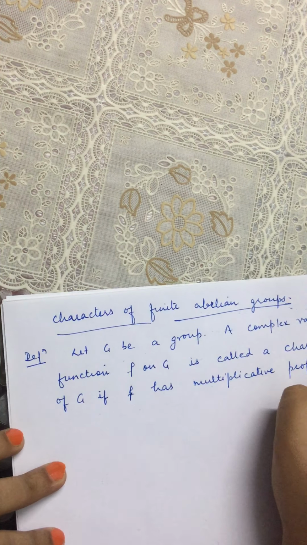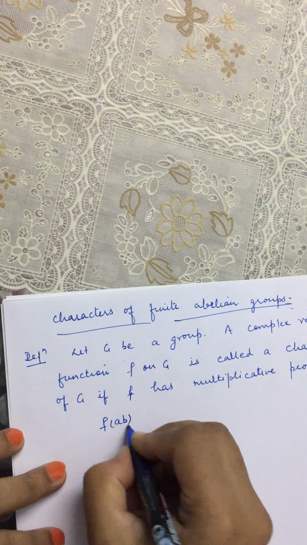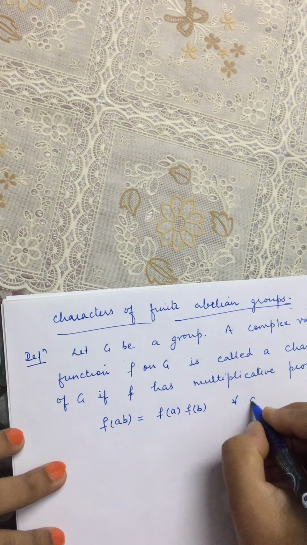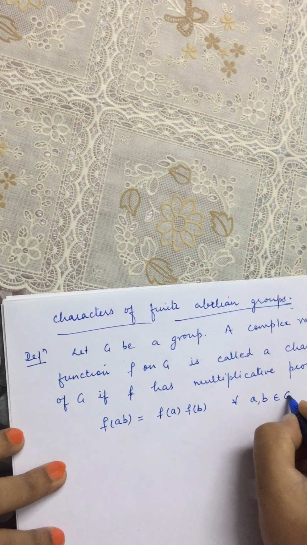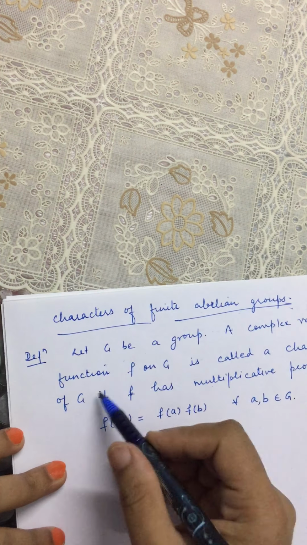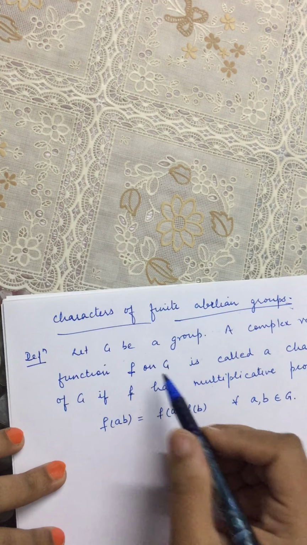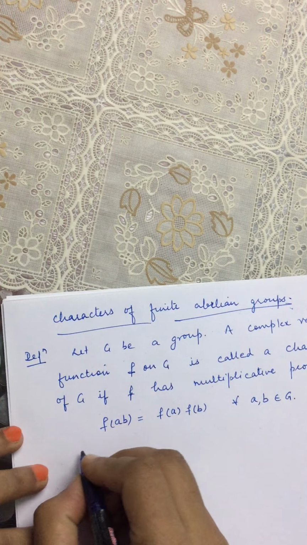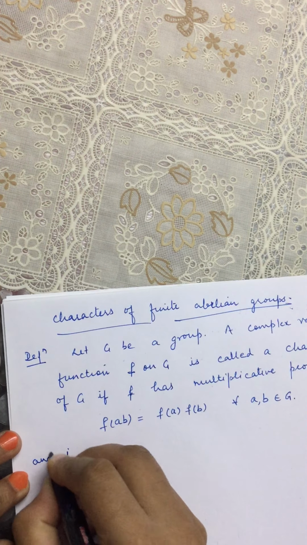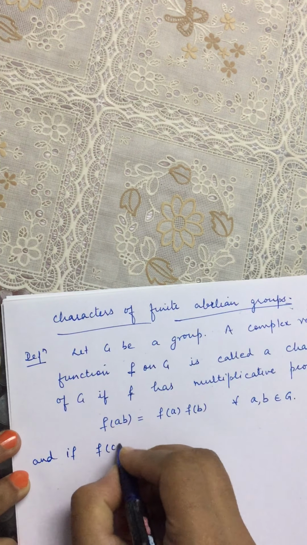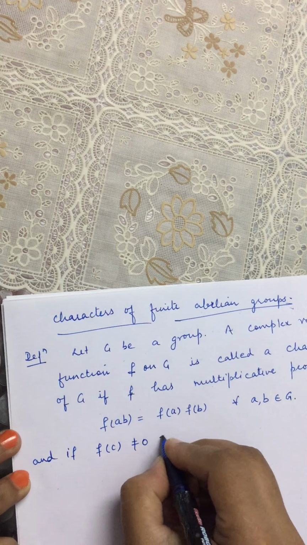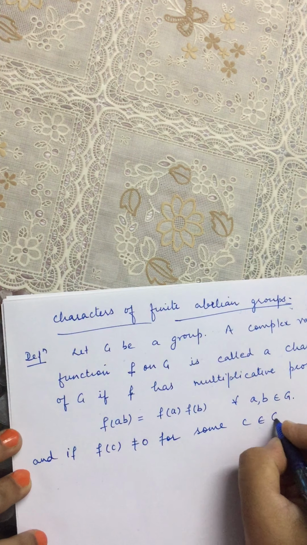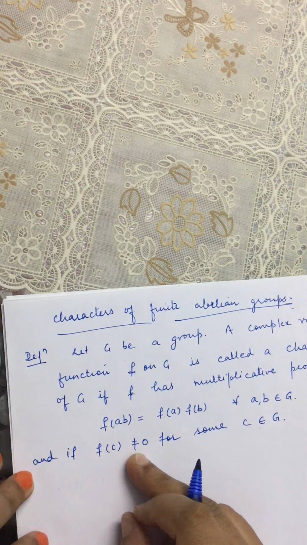Which means f of AB is f of A into f of B for all A and B in G. This complex valued function f is defined on G, so domain elements are elements of G. And the second property, f of C is non-zero for some C in G, that means it is a non-vanishing function on G, that means there exist some elements for which this is non-zero.